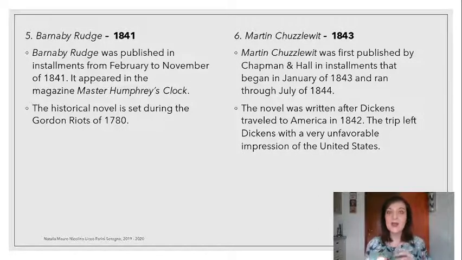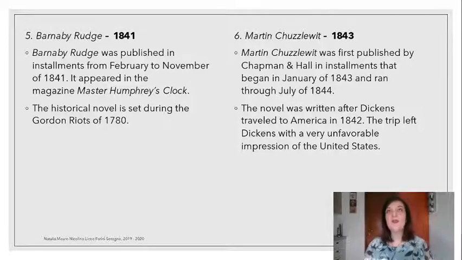And it is based on real events which happened in London in 1780, which were riots, okay, of the Protestant people against the Catholics, with a lot of victims. And it took inspiration from these events to show how easy it was in England to make riots start. Now let's go to his sixth novel, which is Martin Chuzzlewit.